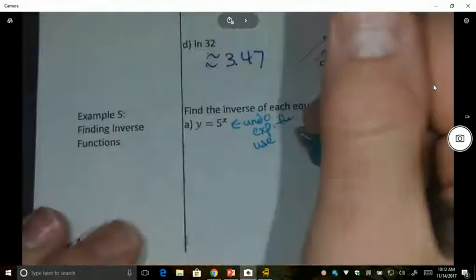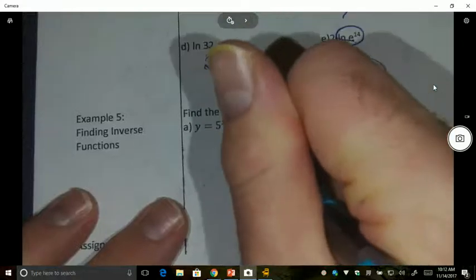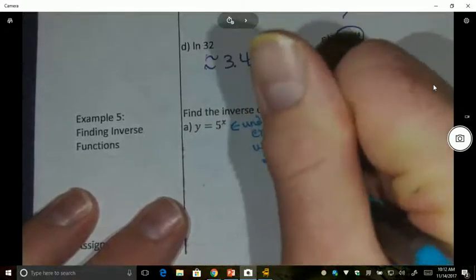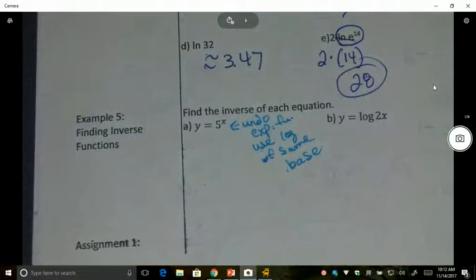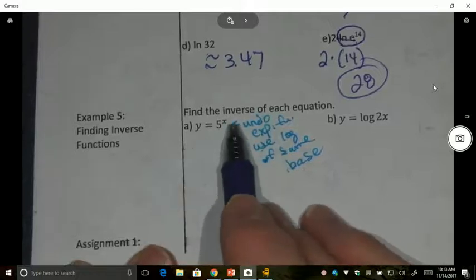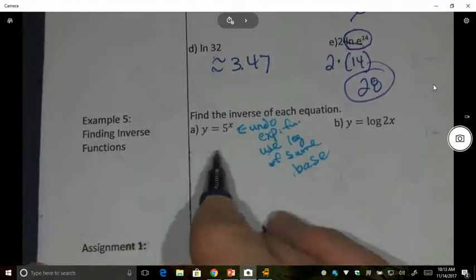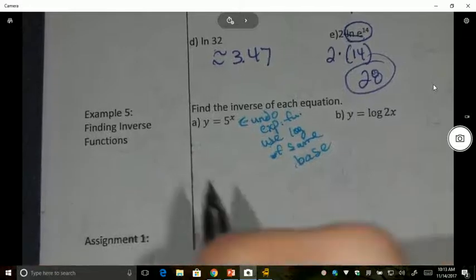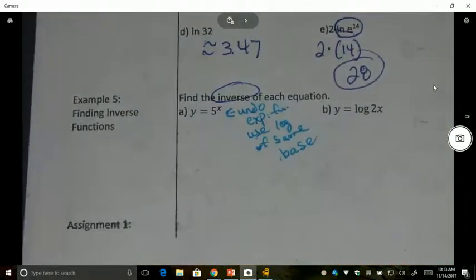We're going to undo exponential functions using a log of the same base. Now, before you do this, you have to get that exponential expression by itself. So I don't have anything added or subtracted outside of it, nothing multiplied with it. So I have just that. And also, the first step to finding an inverse is to do what? Does anyone remember from earlier? Switch x and y, yes.